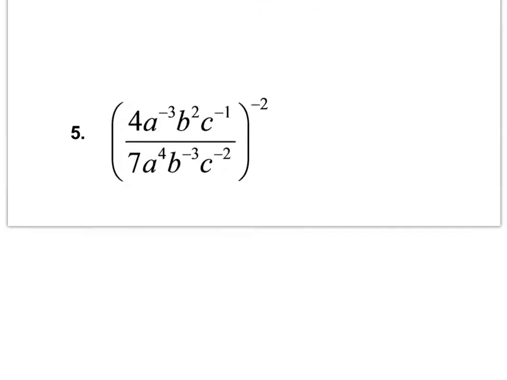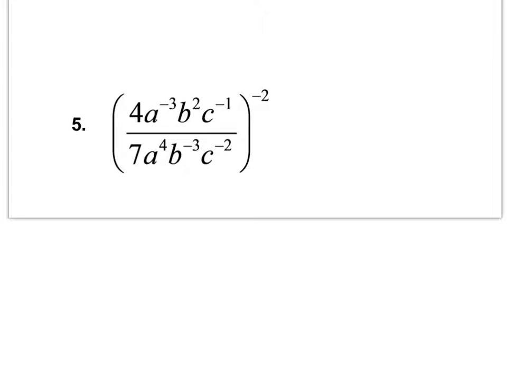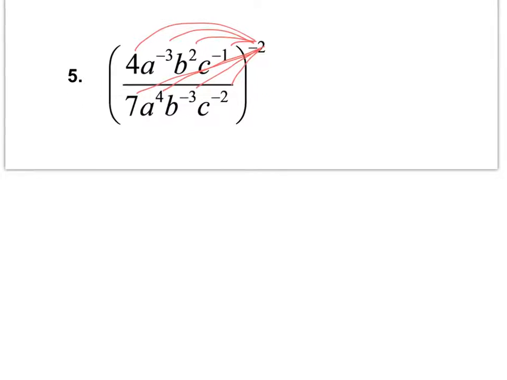Okay, number 5 has a lot going on, so I need to distribute the 2 to everything inside the parentheses. So it goes to the 4, a to the negative third, b to the second, c to the negative first. 7, a to the fourth, b to the negative third, c to the negative second. So now I'm going to write out everything that I have here over to the right. I'm going to give myself some more space here.